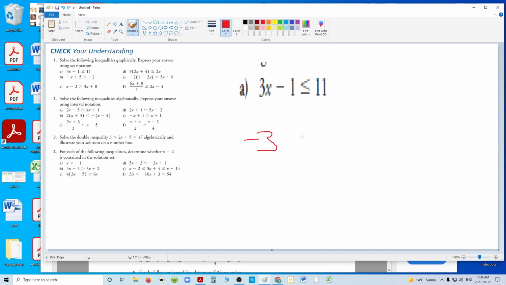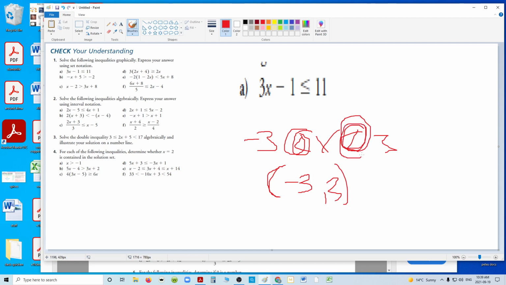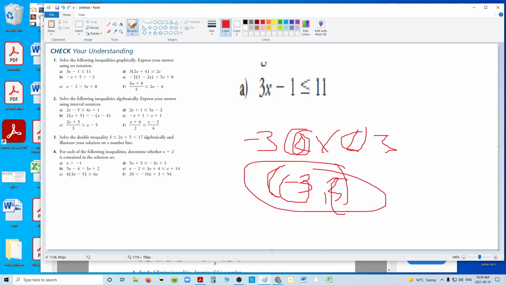Let's say -3 is smaller than x is smaller than 3. And this is set notation. Now notice it's smaller and smaller. Set notation would use a rounded bracket when it's smaller. And you'd say -3, comma 3, rounded bracket, because it's not smaller and equal, it's just smaller. That's set notation, saying here are the limits.